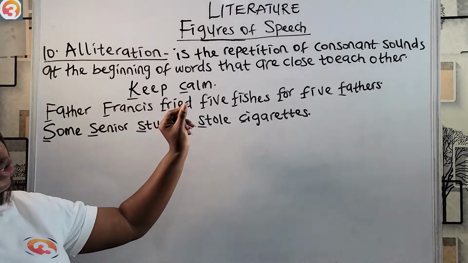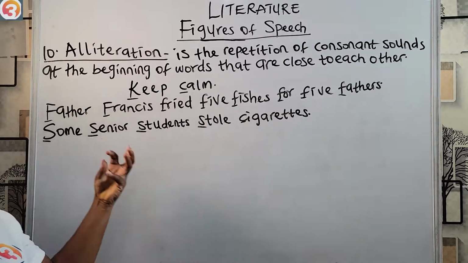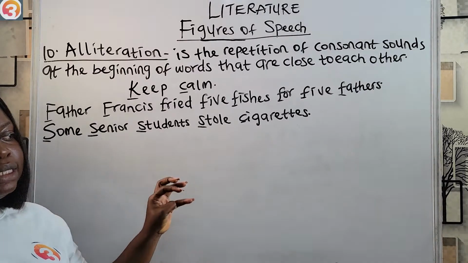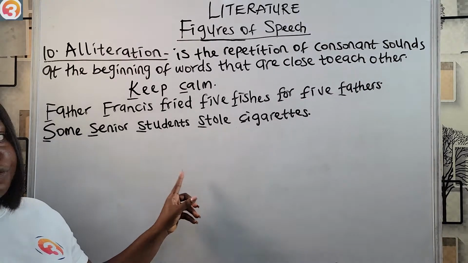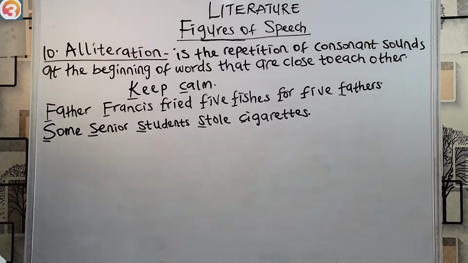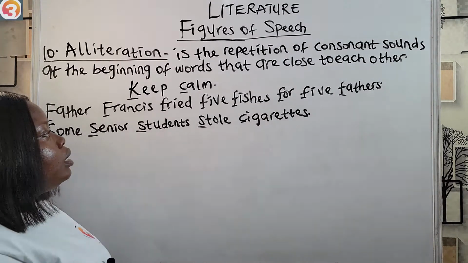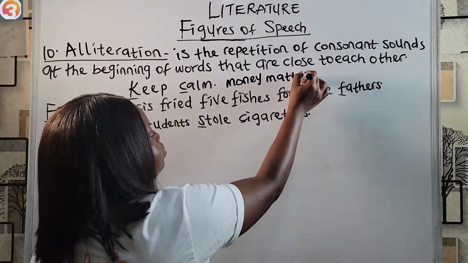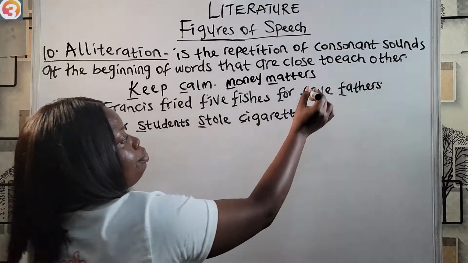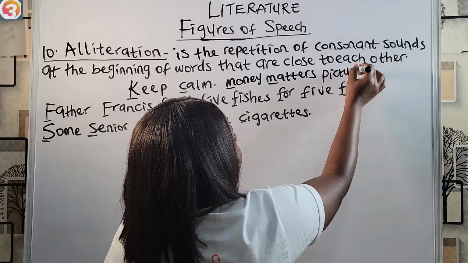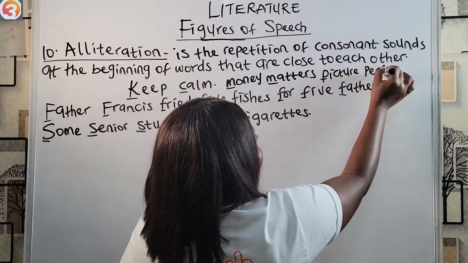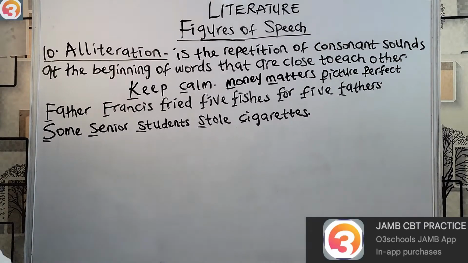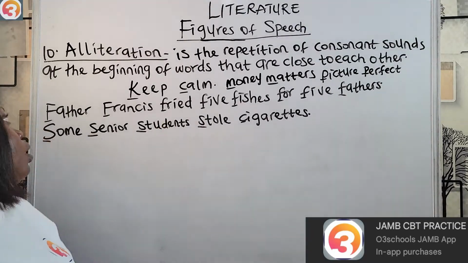So alliteration is the repetition of the same consonant sounds in words that are close to each other. They should be close to each other, and the same consonant sound is repeated at the beginning of the words. Common alliteration in everyday speech: you have money matters. Money matters. Picture perfect. Busy bee. Words like that. No nonsense. Those are examples of alliteration.